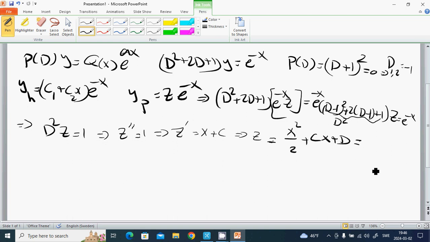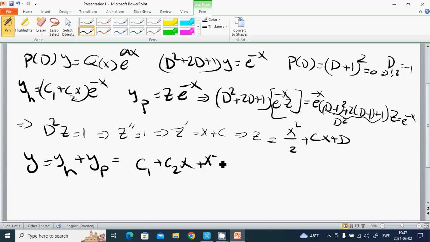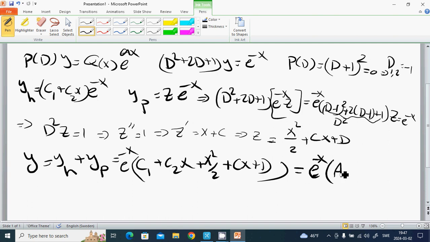And we are going to put it here, we get y_p equals z multiplied by e^(-x), and this one is y_h. Then y equals y_h plus y_p equals (c₁ + c₂x)e^(-x) plus (x²/2 + cx + d)e^(-x). But this and this are going to be (a + bx + x²/2)e^(-x).